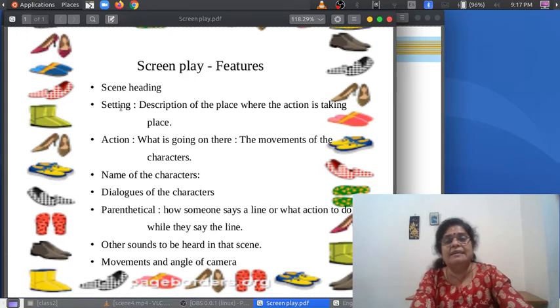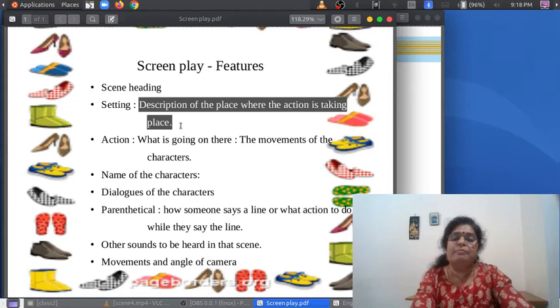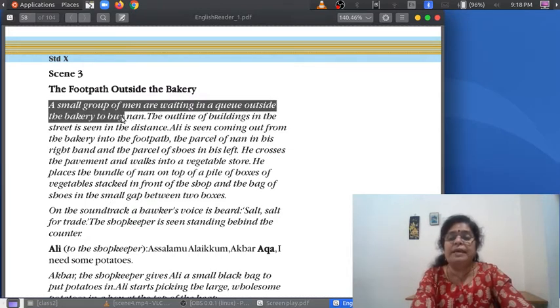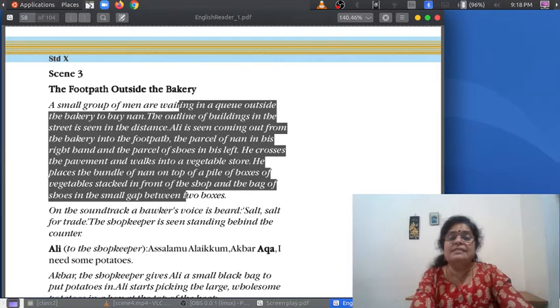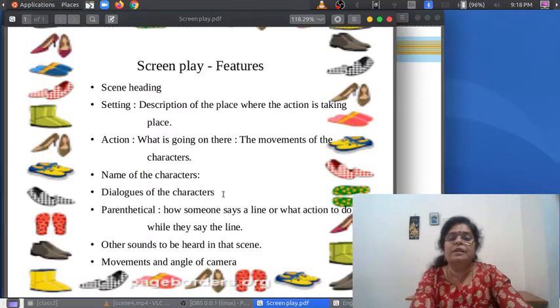Setting. In the screenplay, there should be the description of the setting, the description of the players, where the action is taking place. Look at the scene. A small group of men are waiting in a queue outside the bakery to buy naan. So when we read this paragraph, there is the description of the setting, the place. Okay, what is the next thing? Action. That is, what is going on there? What are the movements of the characters? What are the actors doing?